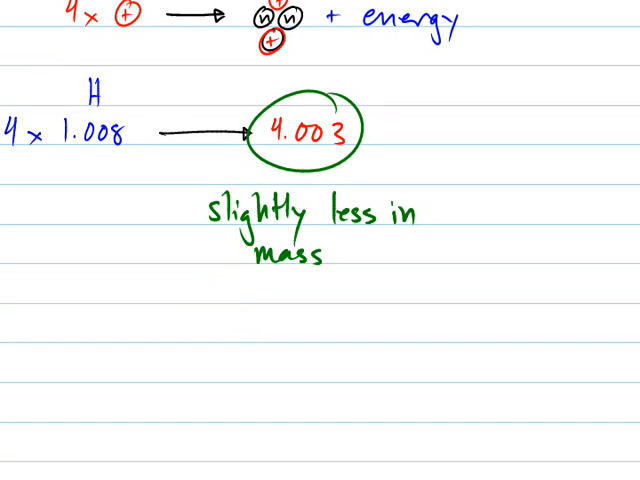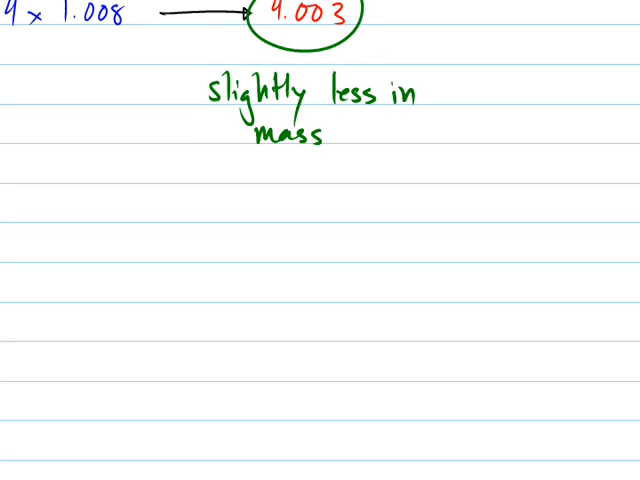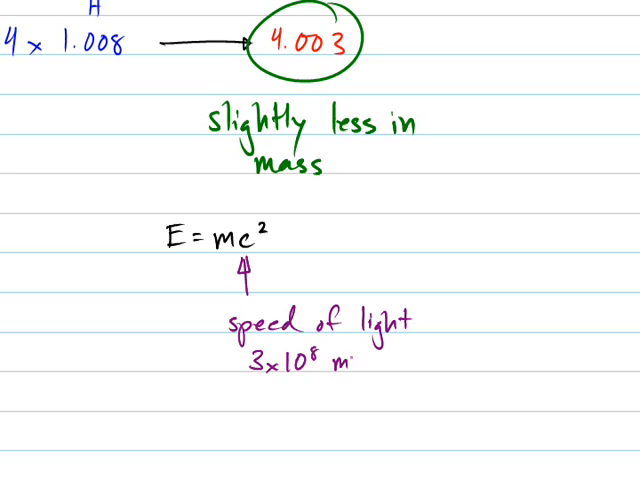Albert Einstein explains it in his genius. You may have seen this equation before. E equals mc squared. E equals energy, m is mass, and c is the speed of light. C, speed of light, is actually 3 times 10 to the 8 meters per second. That's a huge number. That's 3 followed by 8 zeros.